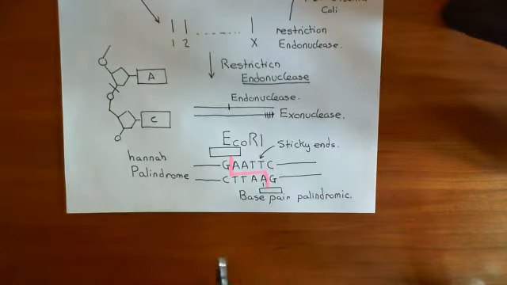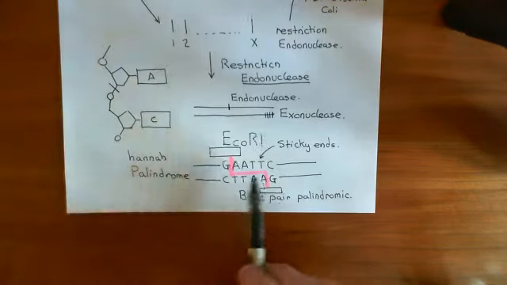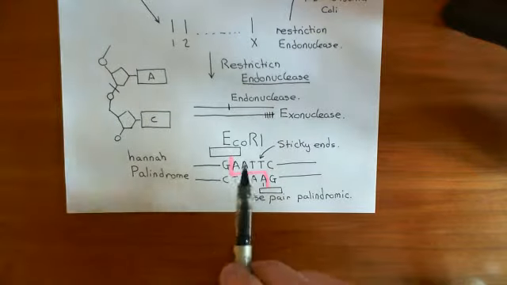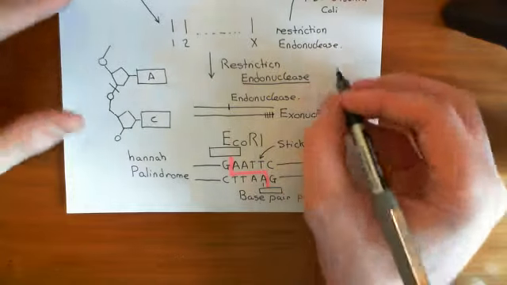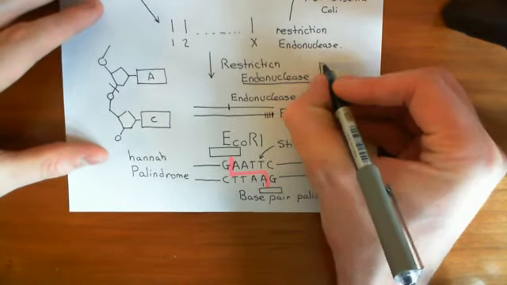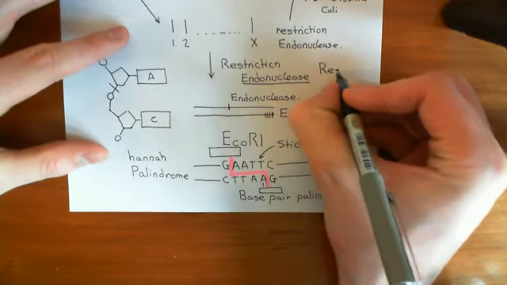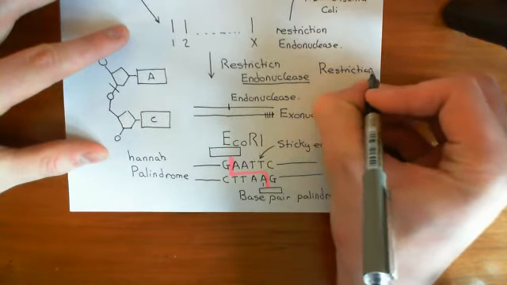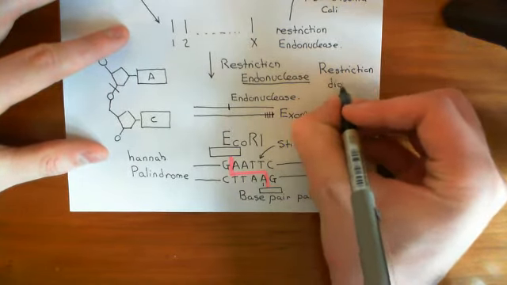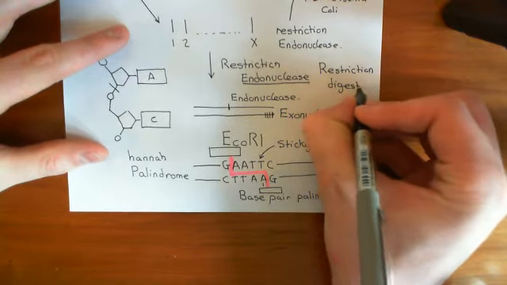So we are performing this restriction digest of our DNA. That's a fancy bit of terminology for chopping up all of your chromosomes into pieces with restriction endonucleases. The fancy name for that is a restriction digest.